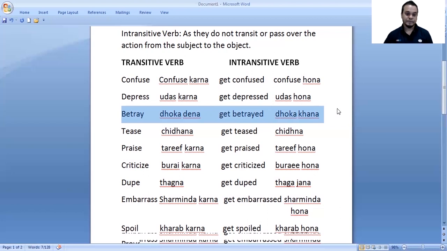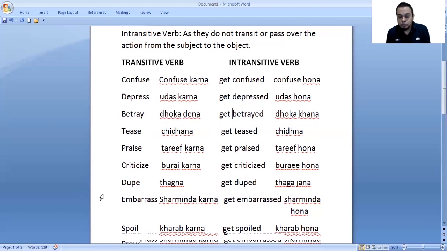मैं धोखा खा गया. Tease, चिढ़ाना. Get teased, चिढ़ना. Praise, तारीफ करना. Get praised, तारीफ होना. Criticize, बुराई करना. Get criticized, बुराई होना. Dupe, ठगना. Get duped, ठगा जाना. They duped me. उन लोगों ने मुझे ठग लिया. I got duped. मैं ठगा गया. Embarrass, शर्मिंदा करना. Get embarrassed, शर्मिंदा होना.